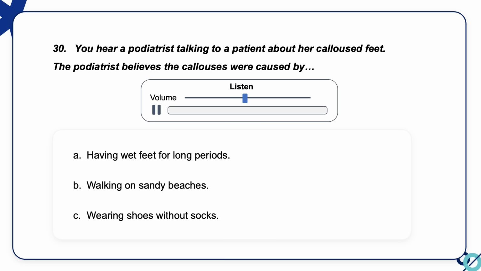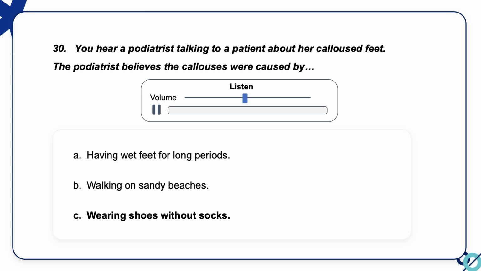Question 30, the podiatrist. The correct answer here is C, wearing shoes without socks. The patient says she never wears socks. The podiatrist replies, "That could actually be making things worse, because it can cause friction." For answer B, walking on the beach is the activity, but the cause of the callus is the sand because she isn't wearing socks. So why not A?